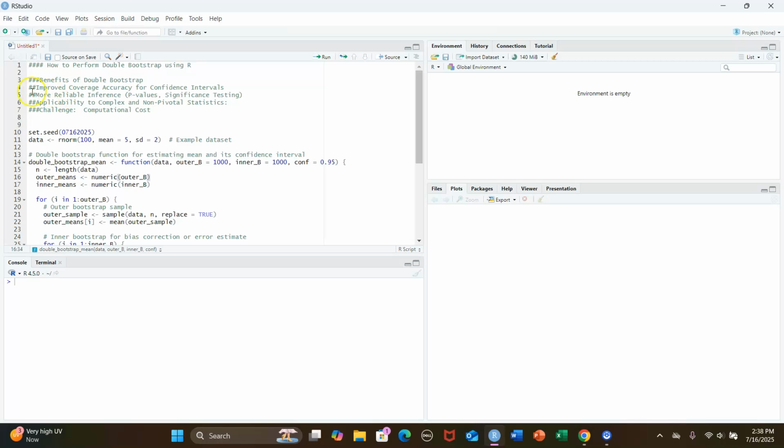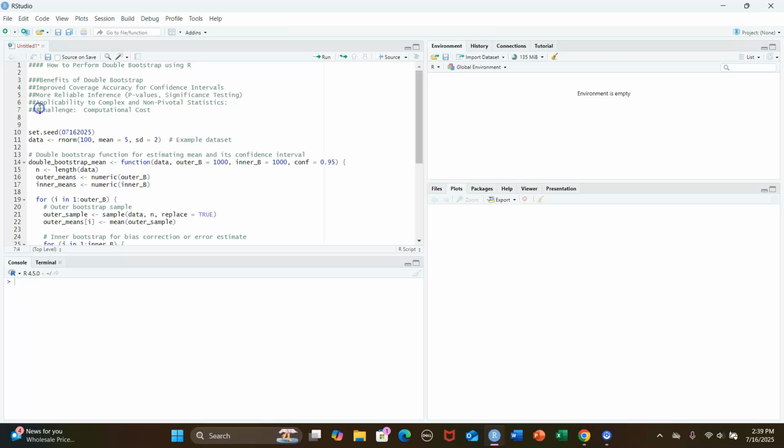Also, you can get more reliable inference because you get a more accurate estimate of the p-value that you use for significance testing. It's also very good for more complex situations where you may have a non-pivotal statistic, that is, a statistic that may depend on other unknown parameters. Double bootstrap reduces the influence of those unknown parameters.